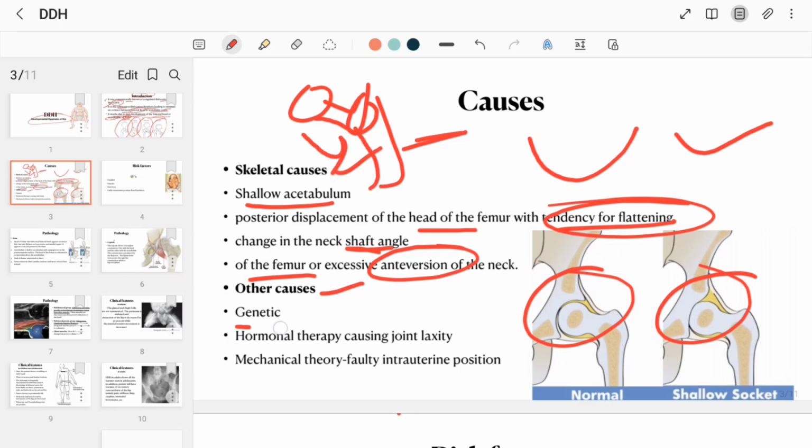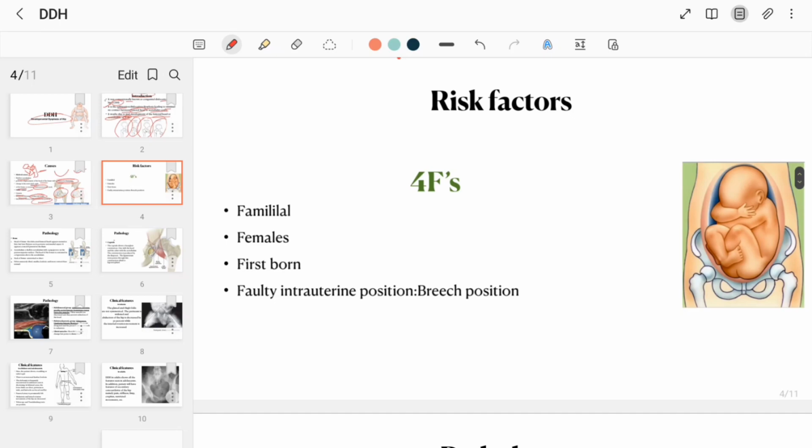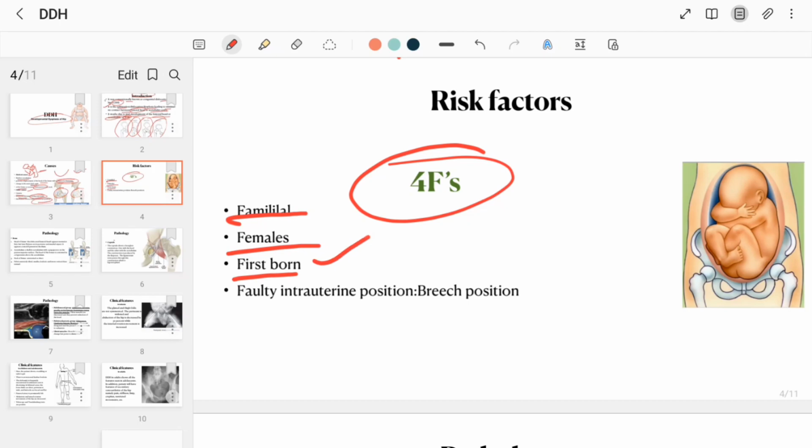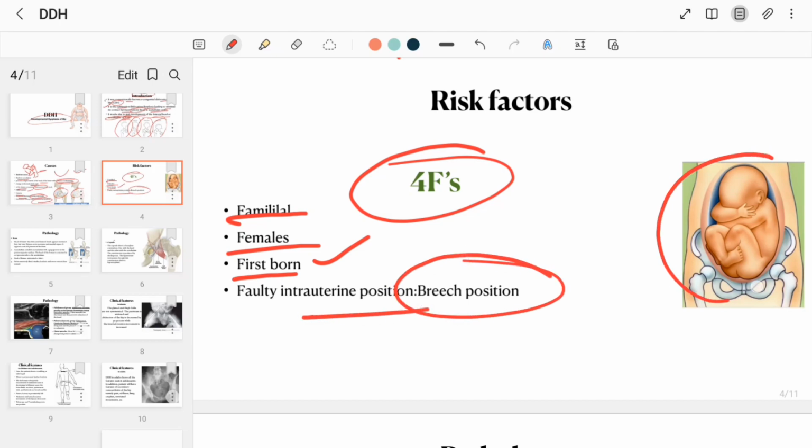Okay, now other causes are genetic causes, hormonal therapy causing joint laxity, and the mechanical theory of faulty intrauterine position. Okay, these are the causes. Now we will talk about the risk factors. What are the risk factors? There are four risk factors, the four Fs, you can remember like that. Females, firstborn, and the faulty intrauterine position, that is the breech position. This is the breech position during pregnancy that causes developmental dysplasia of the hip.